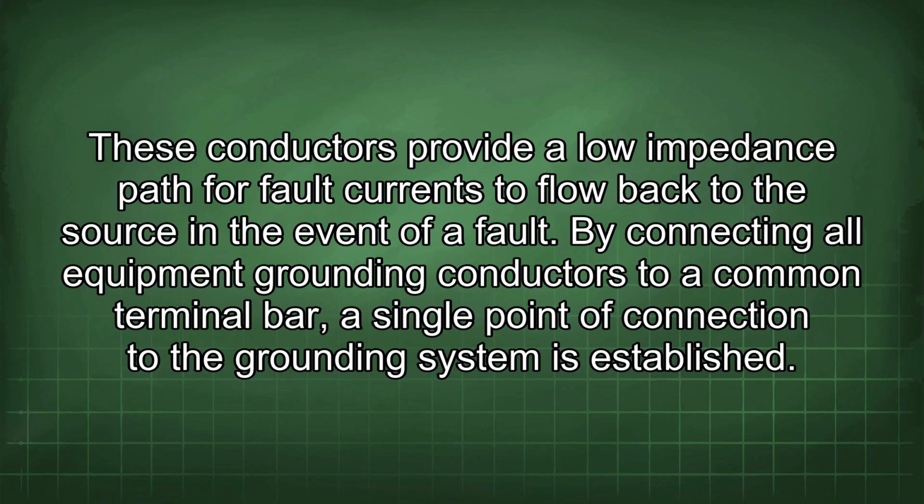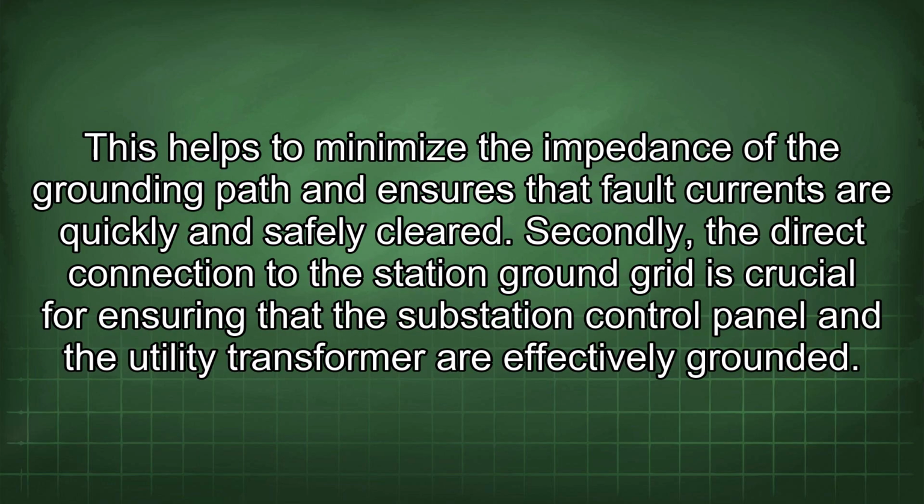These conductors provide a low impedance path for fault currents to flow back to the source in the event of a fault. By connecting all equipment grounding conductors to a common terminal bar, a single point of connection to the grounding system is established. This helps to minimize the impedance of the grounding path and ensures that fault currents are quickly and safely cleared.